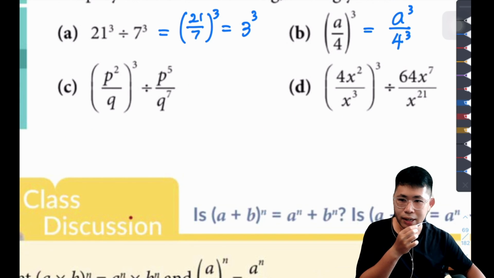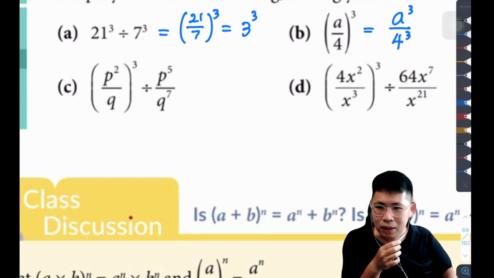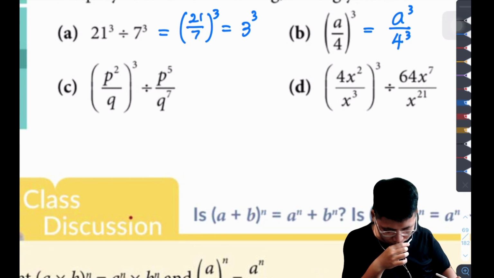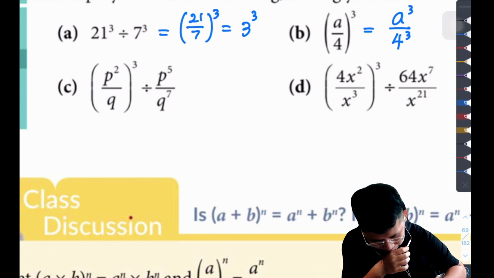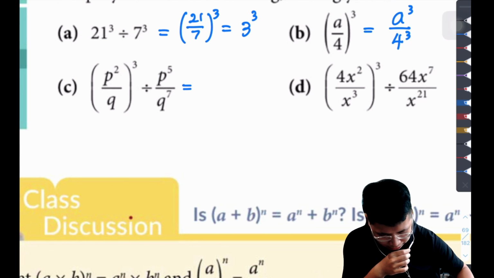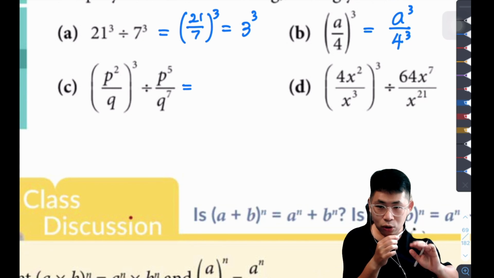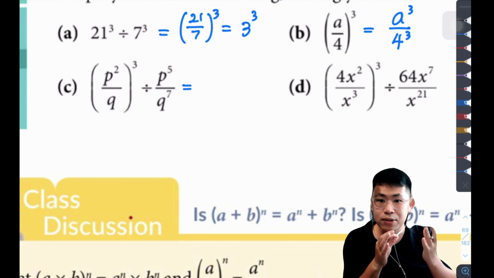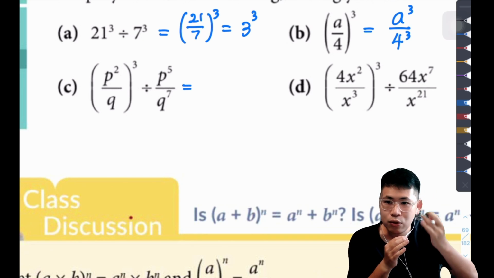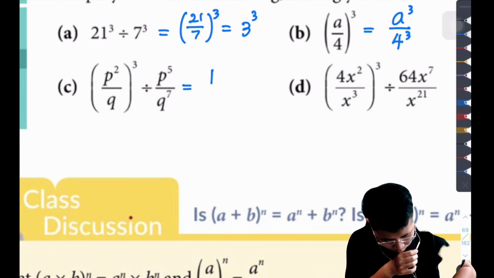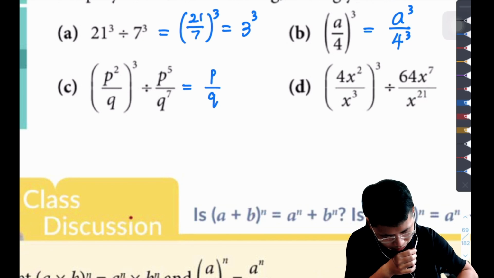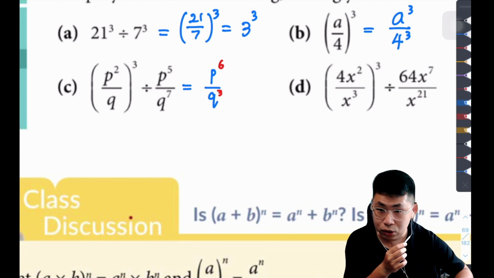Okay, right, so here we have our part C and part D going on here. So let's continue with part C first. Alright, so we have p squared over q cubed divided by p to the power 5 over q to the power 7. Before doing anything, we need to settle the brackets by BODMAS, correct? So I will need to distribute the 3. So 2 times 3 is 6. At the bottom, 1 times 3 is 3, power 3.